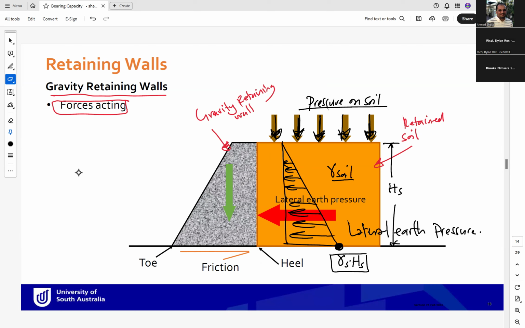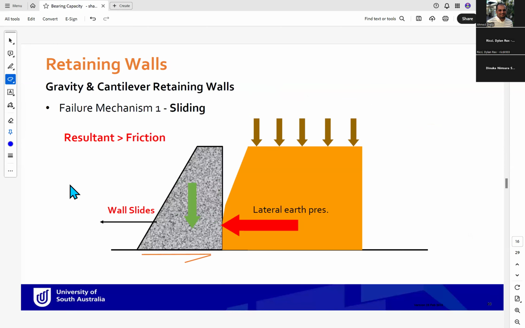So we have this earth pressure in red or in black, and we have the weight of the wall, or self weight of the wall. Here, this point is called the toe, and this point is called the heel. So what are the forces on the gravity retaining wall? We have the lateral pressure and the self weight of the wall. So what happens to the retaining wall? The lateral earth pressure is pushing the wall.